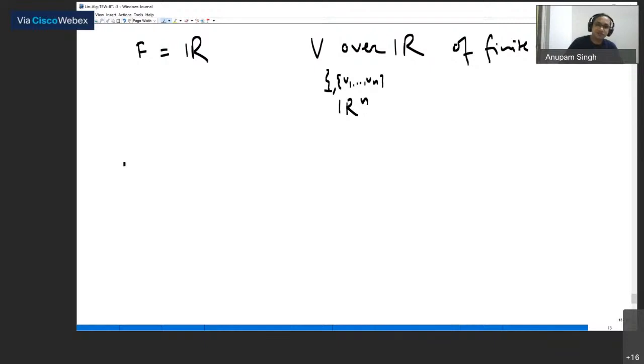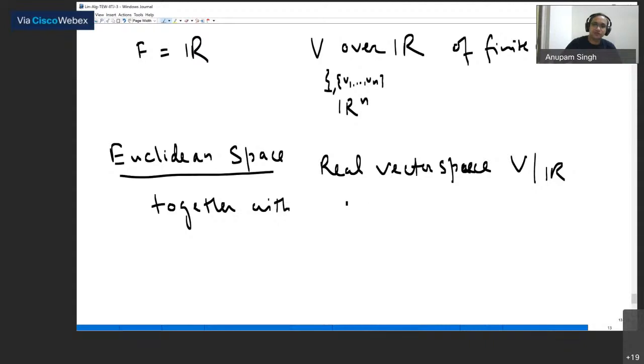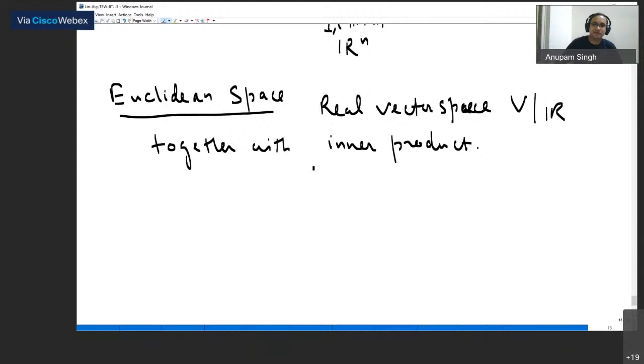And there is a very special situation we study here, which is called Euclidean space. Euclidean space is nothing but a real vector space, that is, we have a vector space V over R together with what we call an inner product. So what is an inner product? Let's define what is an inner product. This is the definition of inner product.